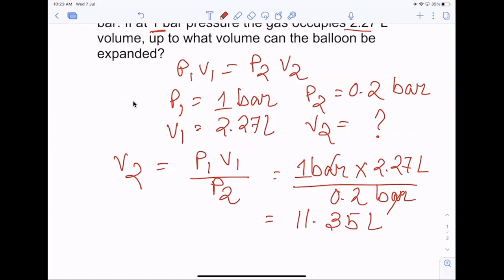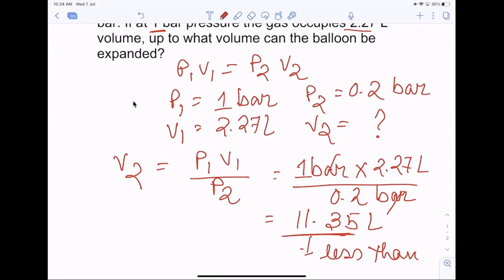So that means up to what volume can the balloon be expanded? It can be expanded till 11.35 liter. It should be less than 11.35 liter, because if it becomes 11.35 liter, then the balloon will burst. So we can expand the volume less than 11.35 liter. Okay, this problem clear?